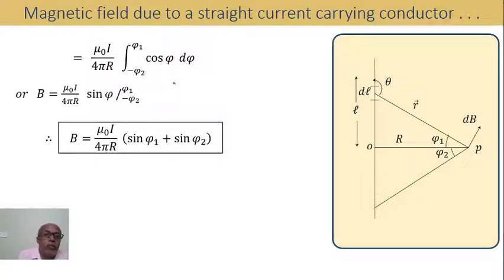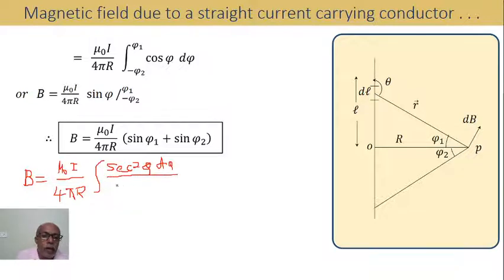But let us see how cos phi came. In the next step I will simplify, how cos phi came for us. Now, writing what is there, B equals mu naught I by 4 pi r, into integral secant square phi d phi, whole divided by 1 plus tan square phi, whole power 3 by 2.